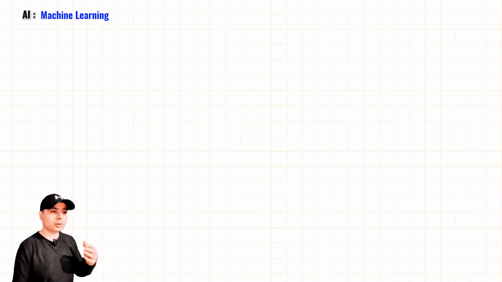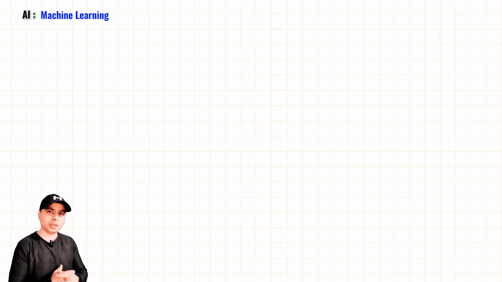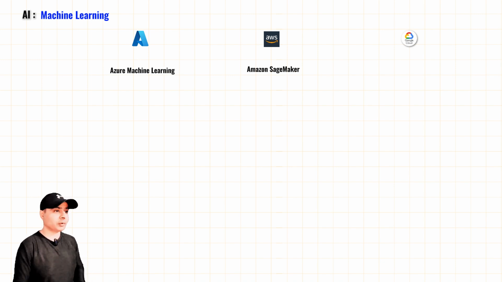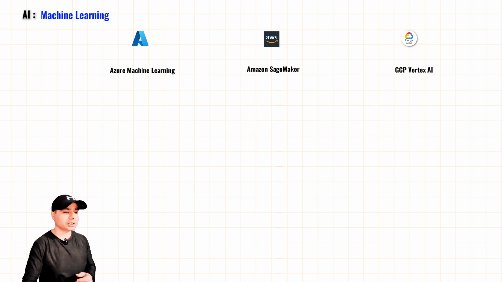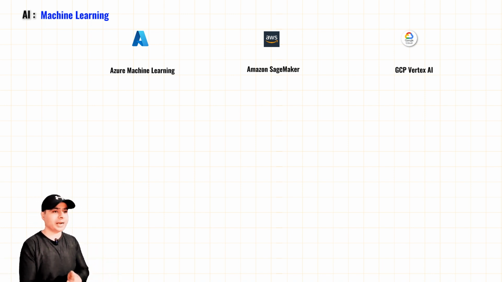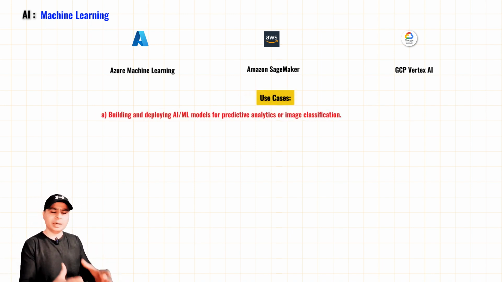And what is the next service? Well, here I want to talk about the machine learning zone. And of course, these are managed platforms for building, training, and deploying machine learning models. From the Azure side, we have Azure Machine Learning. From the Amazon side, we have Amazon SageMaker. And from the Google side, we have GCP Vertex AI. Use cases are building and deploying ML or AI models for predictive analytics or image classification.